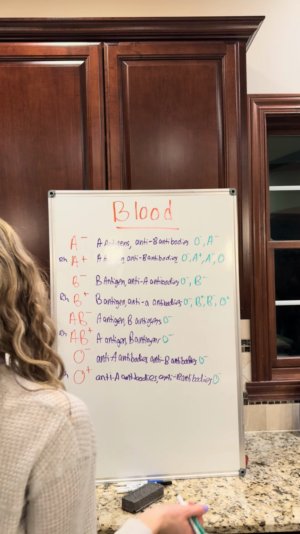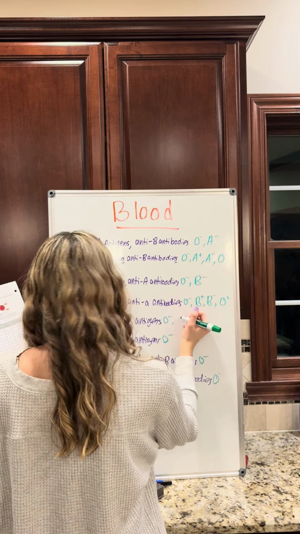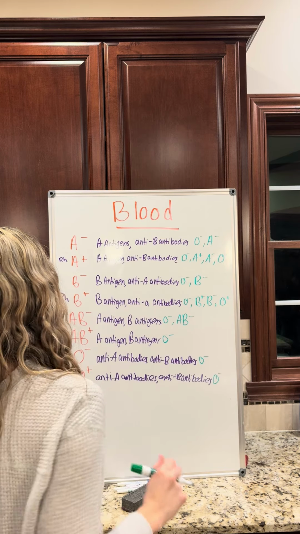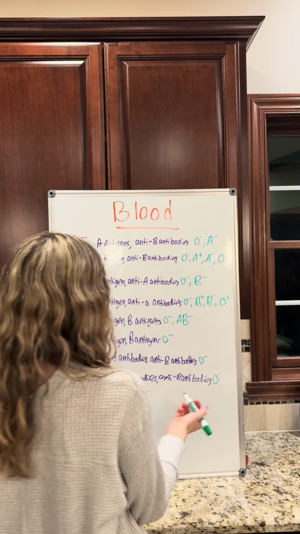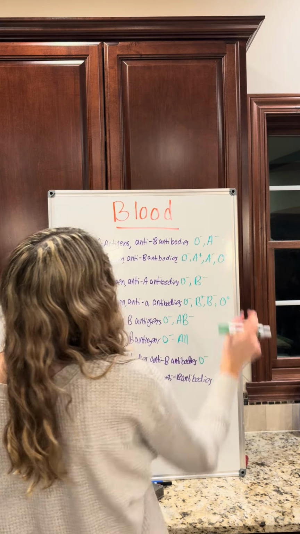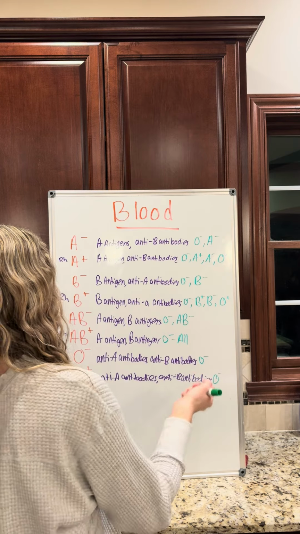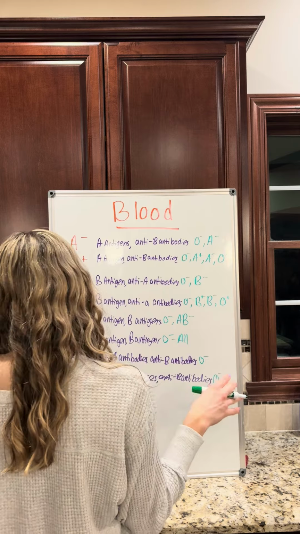Now AB minus gets a little difficult because you can only get the AB minus, but for the AB positive, since it has the RH antigen, you can actually get all. So I'm just gonna write all. You can get A minus, A plus, O minus, O plus, B minus, AB minus, AB plus, all of them.